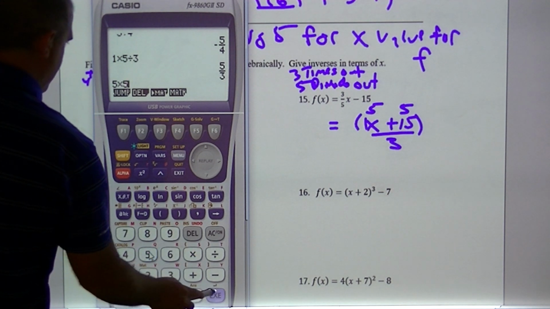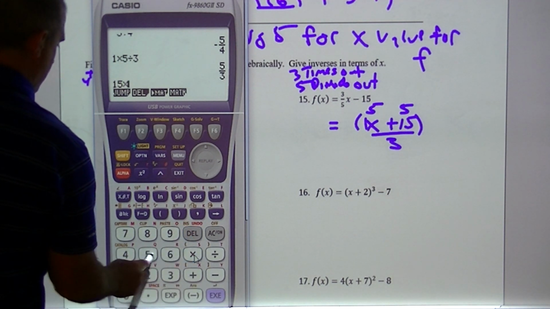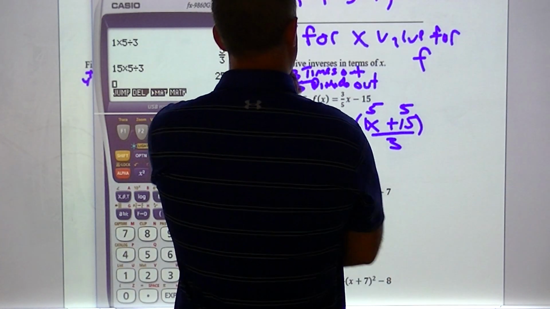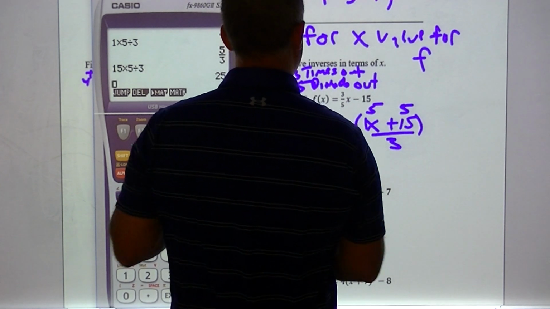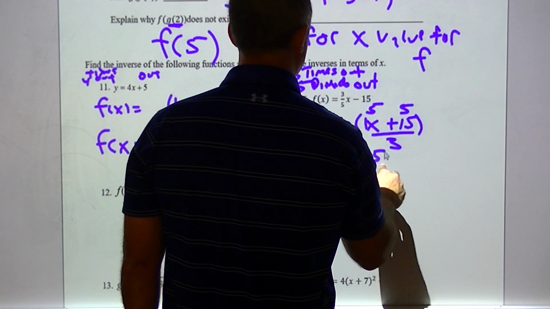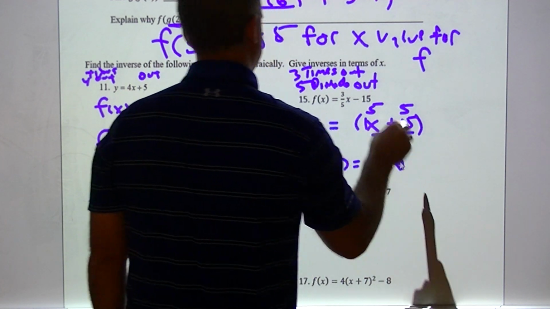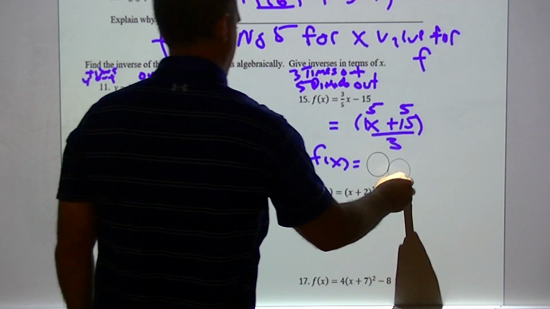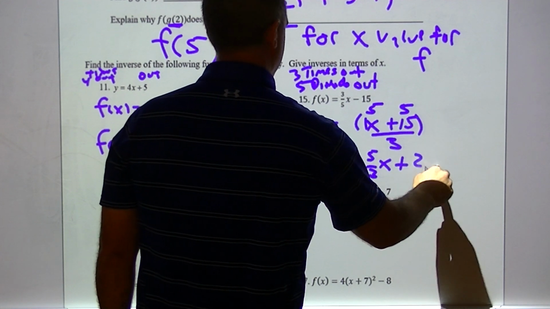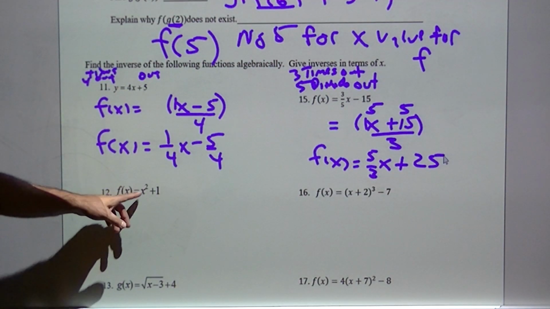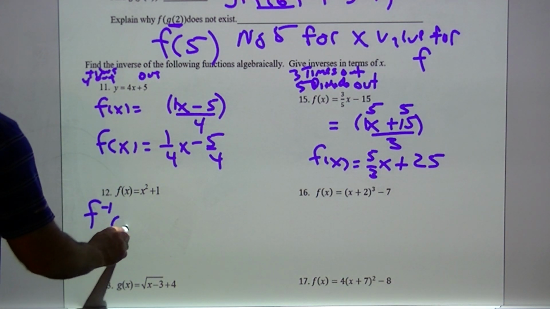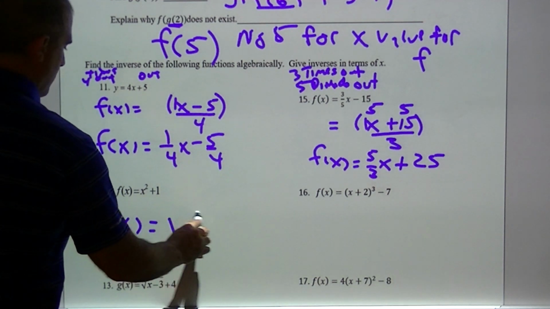15 times 5 divided by 3 is 25. Okay? So what I have is 5/3 x plus 25. Okay? Alright? This one will be pretty simple for the inverse. And this is the symbol for inverse, by the way. Alright? That would be square root of x.